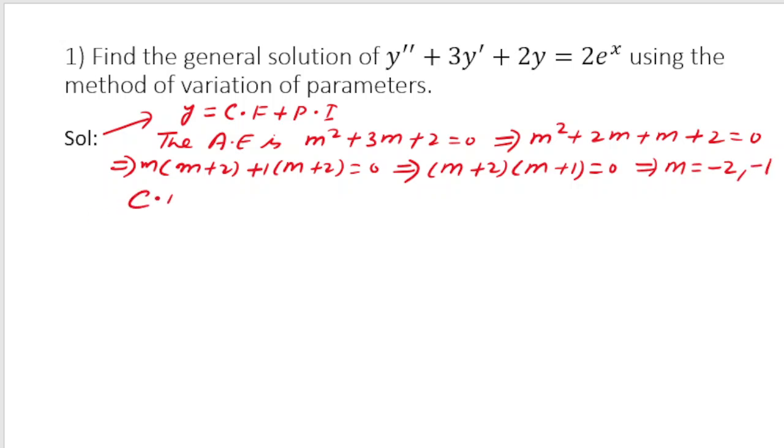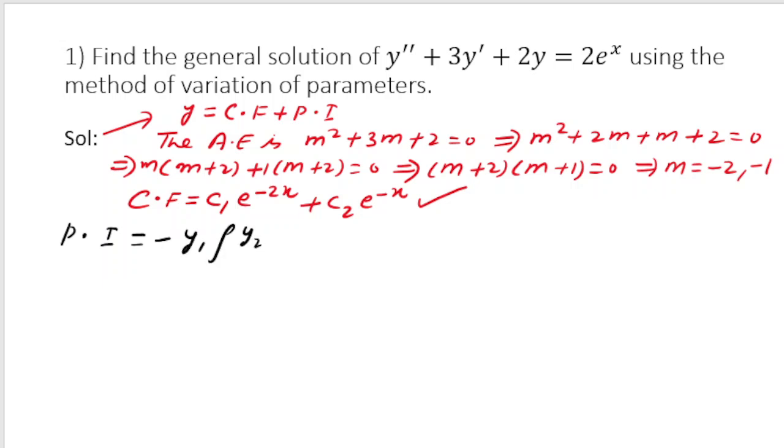So the complementary function that I will get will be c1 e to the power minus 2x plus c2 e to the power minus x. And this part everyone knows, right, how to write the complementary function. Next part is to find the particular integral. So to find the particular integral, what is the formula? The formula is minus y1 y2x by w dx plus y2 y1x by w dx.